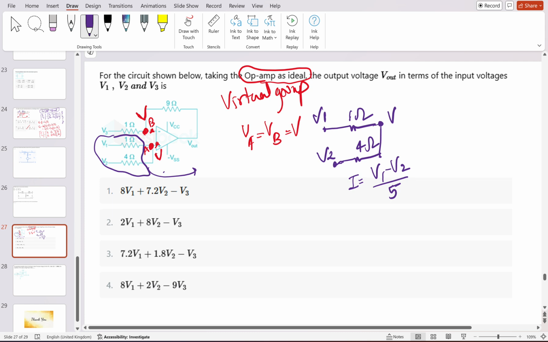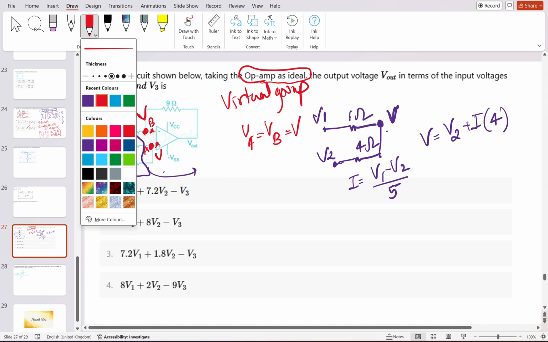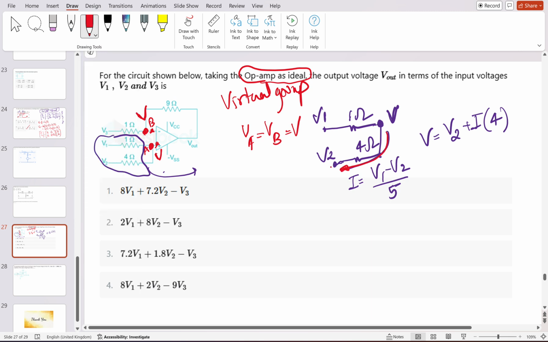Okay. So what is the value of voltage V? Voltage V will be equal to V2 plus the current which is flowing multiplied by 4 ohm, because from this side, it will be simply equal to V2 plus the current flowing through the 4 ohm. It will be simply equal to V2 plus (V1 minus V2) divided by 5, times 4.